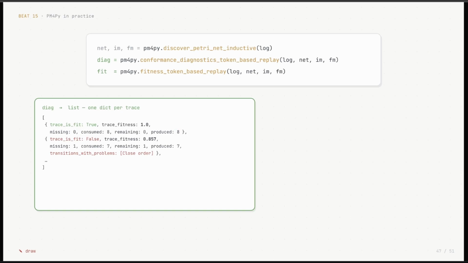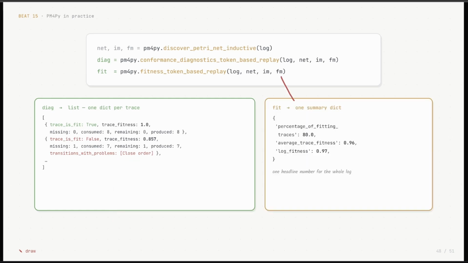And finally, what's very interesting are the transitions with problems. You actually get which transitions you had to create extra tokens for, or in which transitions you had the remaining tokens. So this one is actually very important for us. And also here you can have your fitness token-based replay. This is what the output of the function gives you. I'm not going to get into details about each one of these values, but you have your average fitness, your log fitness. You can see all of that in your documentation.